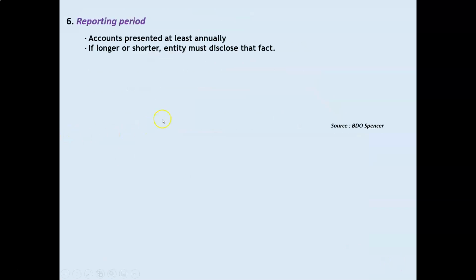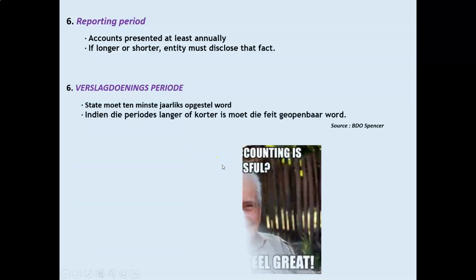Reporting period. Accounts presented must be done at least annually. If the period is longer or shorter, the entity must disclose the fact.